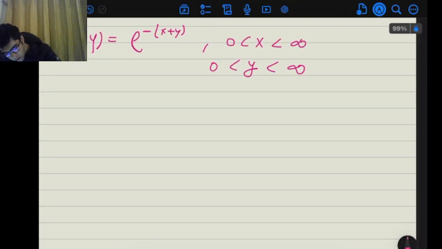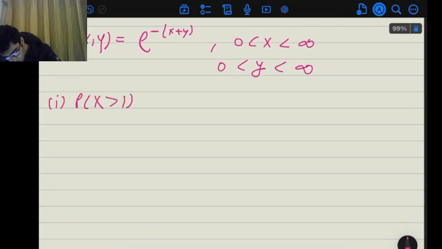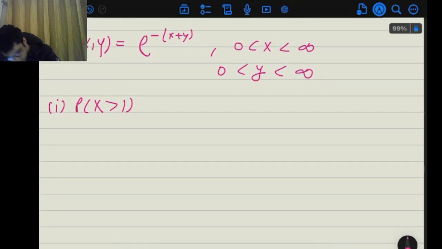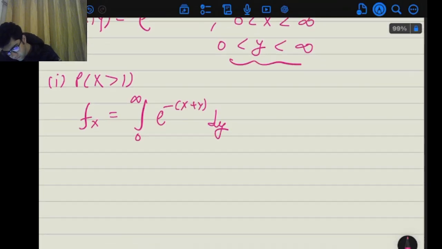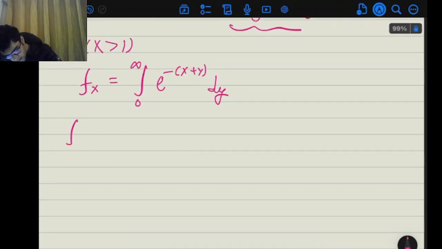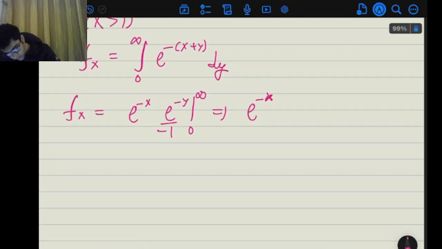Now the first part says that we need to find the probability of x greater than 1. So for finding the probability of x greater than 1, we need to find f of x. So f of x is basically the integral from 0 to infinity of e to the power minus (x plus y) dy, and these are the limits of y, right? So y also lies between 0 and infinity only. So this will give me f of x. So f of x is e to the power minus x and e to the power minus y, from 0 to infinity, and minus 1 after integrating this, and this ultimately gives me e to the power minus x times (e to the power minus infinity, 0, minus 1, plus 1). So yeah, this is my final value. So f of x is e to the power minus x.